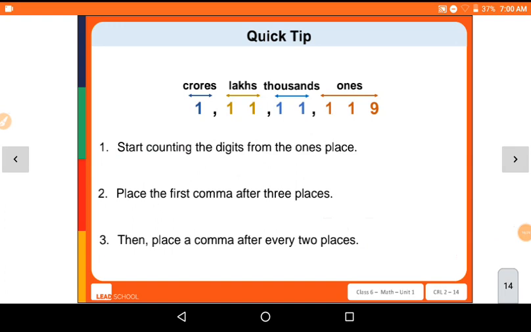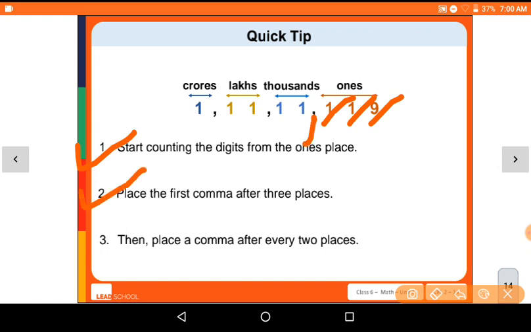Next thing is a quick tip over here, start counting. Here given 1,11,11,119. That way we have to represent here. So we can start counting the digits from the ones place. आप कहाँ से स्टार्ट करेंगे? काउंट कहाँ से करेंगे? वंस प्लेस के ऊपर से काउंट करेंगे। 911 ऐसा आपने काउंट कर दिया, 1 2 3, ओके। So place the first comma after three places. जैसे थ्री प्लेस खत्म हो गया, यहाँ पे आपने कॉमा रख दिया। Then after that place a comma after every two places. 1 2 comma 1 2 comma 1 2, then it's over here.